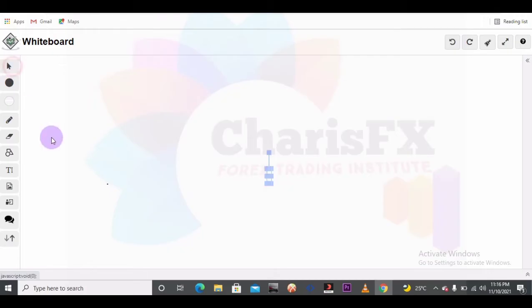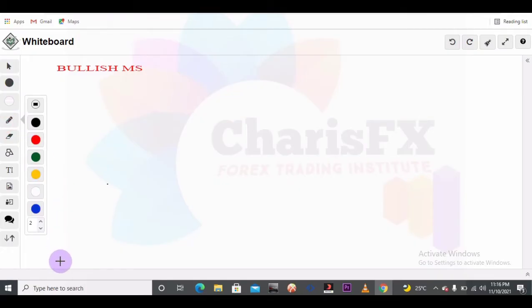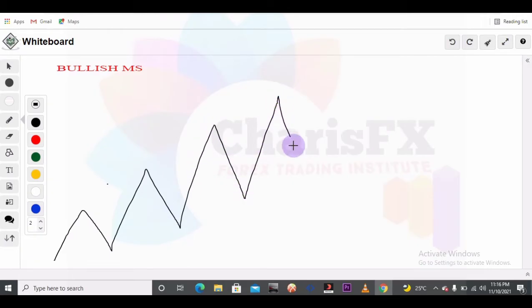Okay guys, so quickly let me show you from here. Assuming that we are drawing a bullish market structure, in a bullish market structure, we love to see price show willingness to form higher highs and higher lows. Higher highs, higher lows. This is what makes up a bullish market structure.